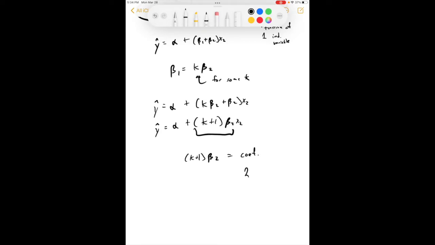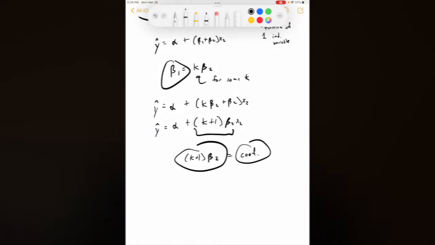All right, so as long as this 2, or the coefficient part, doesn't change, it really doesn't matter what k and beta 2 are as long as they multiply together. This whole thing works out being equal to this coefficient. So you can really see that beta 2 is no longer bound to anything. It can become whatever it wants to be as long as beta 1 over here is appropriately scaled to it.